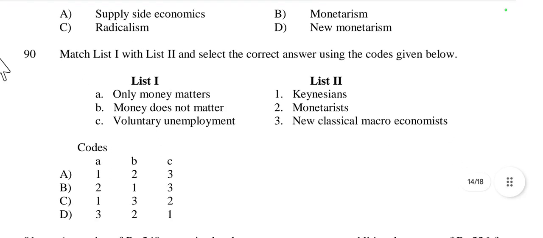Question number 90, list 1 and list 2. Only money matters, money doesn't matter, voluntary unemployment. Only money matters is related to the monetarists.